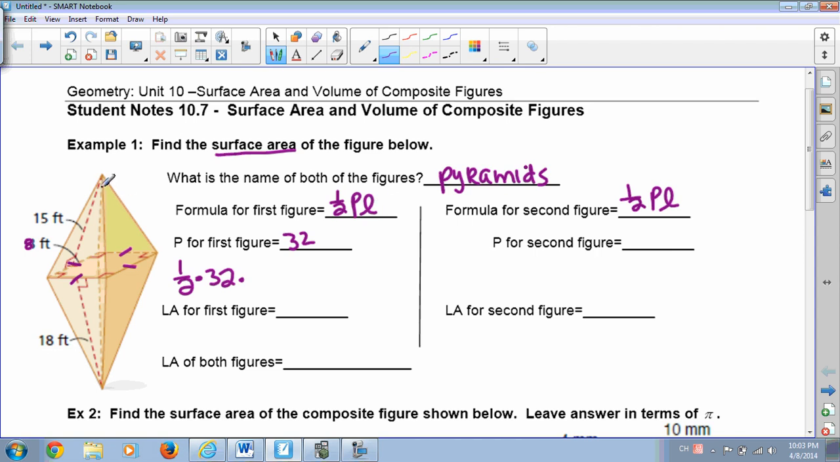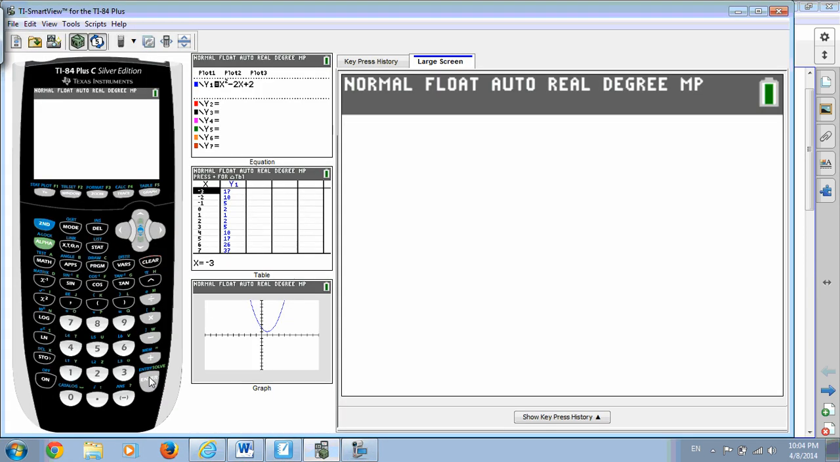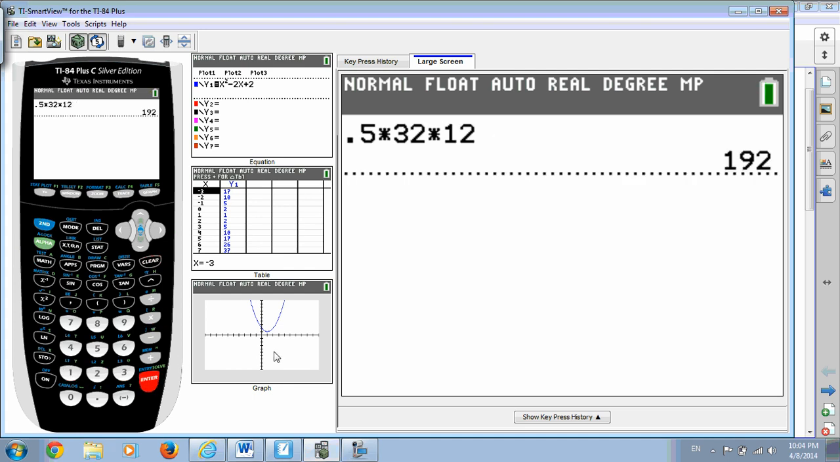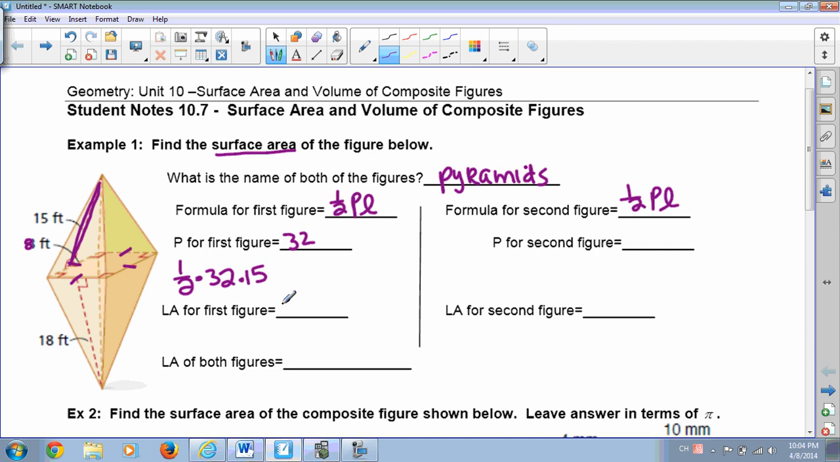We'll go ahead and do the top pyramid first. The slant height of this top pyramid is 15. So when we do 1/2 times 32 times 15 in our calculators, we get 192. So 192 feet squared is the lateral area of our top pyramid.